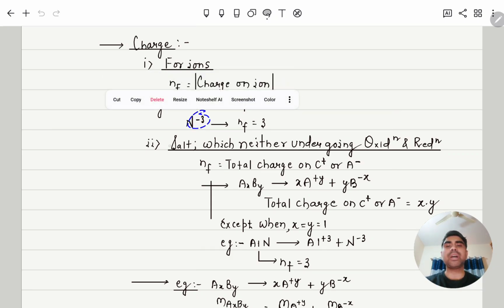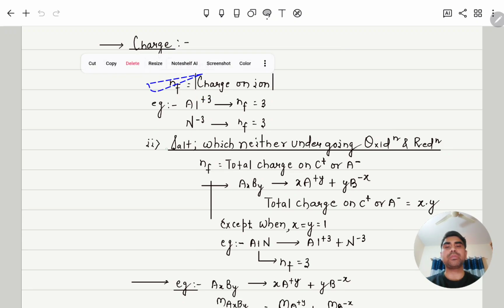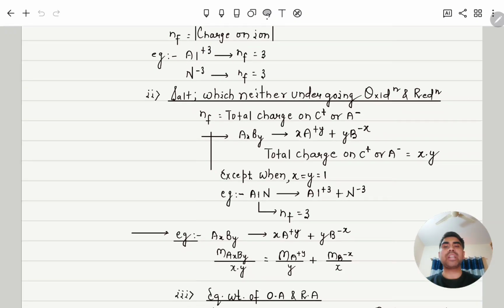Of course, here it is minus, so we'll apply mod so that the N factor will be positive. Now coming to the second segment: salts which are neither going for oxidation nor for reduction, meaning substances whose oxidation number does not change throughout. For those, the N factor will be the total charge on the cation or the total charge on the anion.